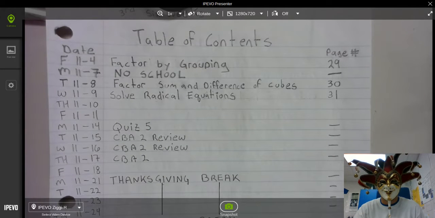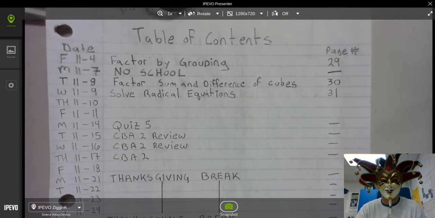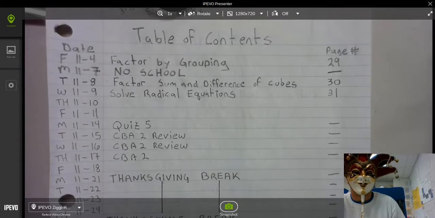And that's going to be on page 30. So if you would, pause and update your table of contents. Alright, now that your table of contents are updated, let's take a look at the notes.